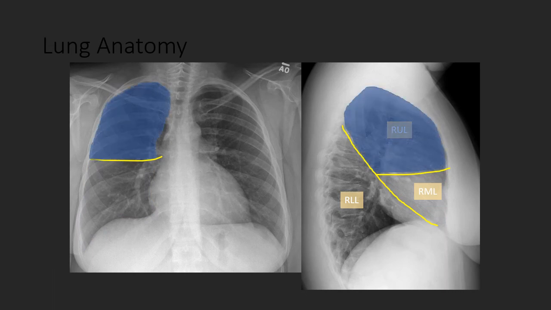Lastly, we have our right upper lobe. So our right upper lobe is going to be bounded inferiorly by the minor fissure and posteriorly by the major fissure. It's going to be the more anteriorly located portion of the lung superiorly.